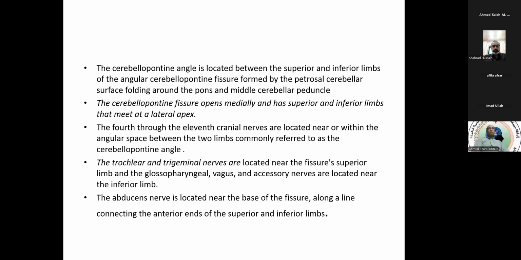The cranial nerves from the 4th down to the 11th are located near or within this angular space between the superior and the inferior limbs of the cerebellopontine fissure. That is why this space is termed the cerebellopontine angle. The trochlear and the trigeminal nerves, the 4th and the 5th cranial nerves, are located usually near the fissure's superior limb. The lower cranial nerves, which include the 9th, 10th, and 11th, are located near the inferior limb. The abducent nerve, the 6th cranial nerve, tends to be at the base of the fissure, along an imaginary line connecting the superior and inferior limbs of the cerebellopontine fissure anteriorly. So the abducent is located further anteromedially.